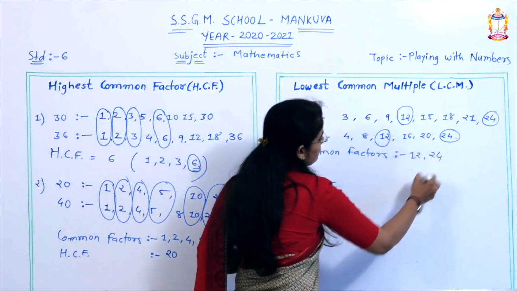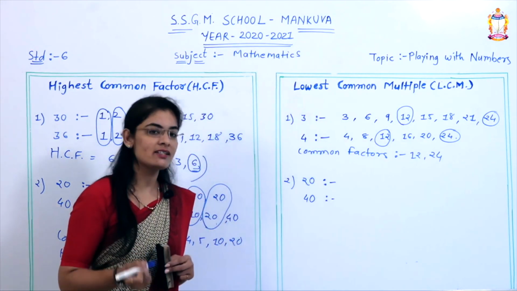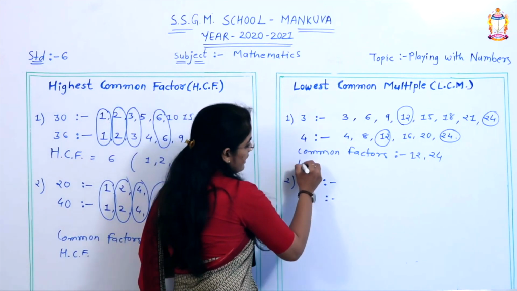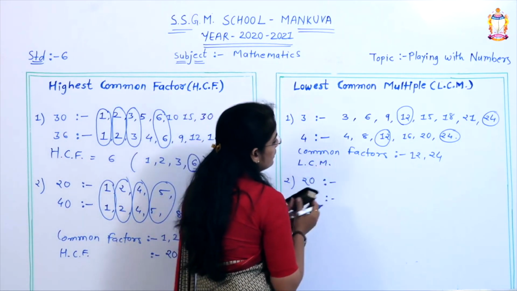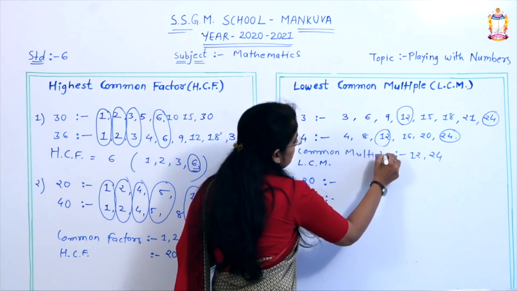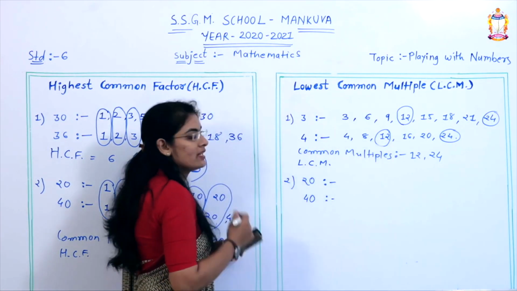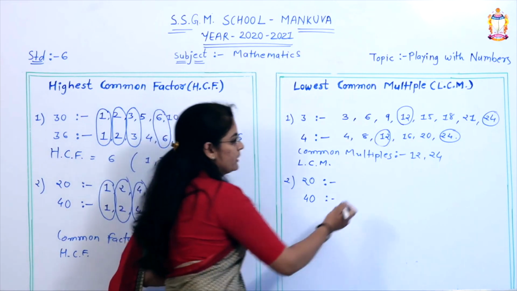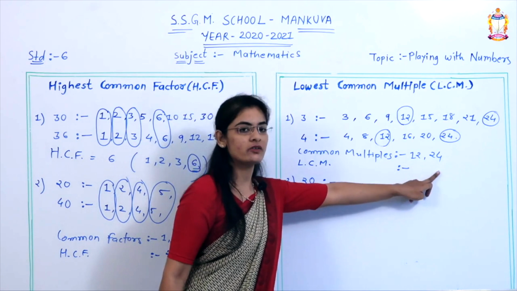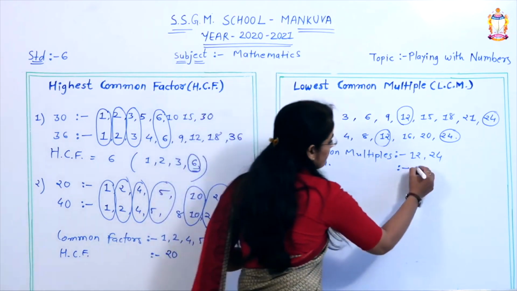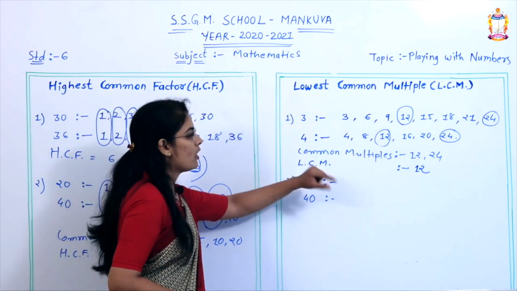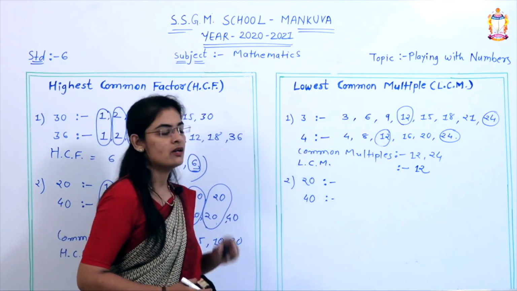12 and 24, right? But we have to find LCM, lowest common multiple. I'm sorry, here they will be multiples, right? Yes. LCM means lowest common multiple. Which is the lowest common multiple? Which is the lowest number, 12 or 24? Yes, 12, right? Then the answer is 12. LCM of number 3 and number 4 is 12.